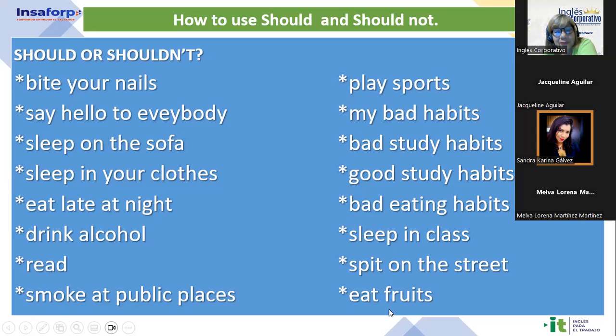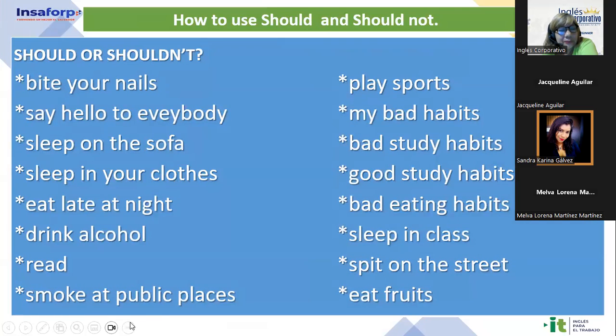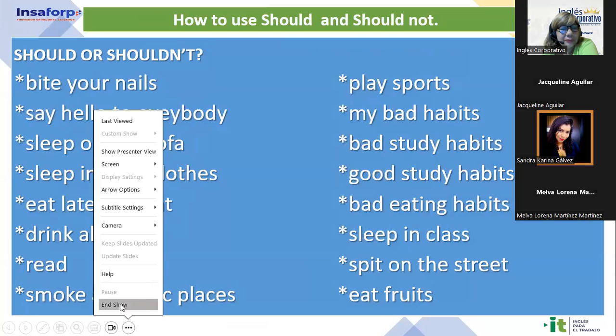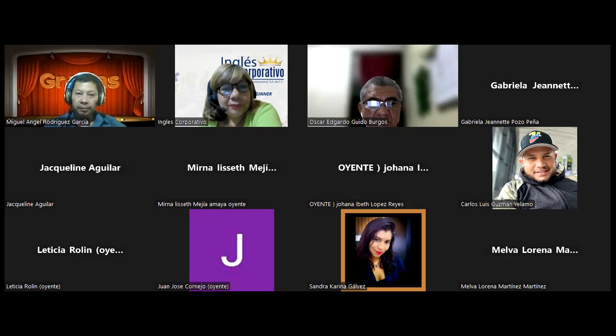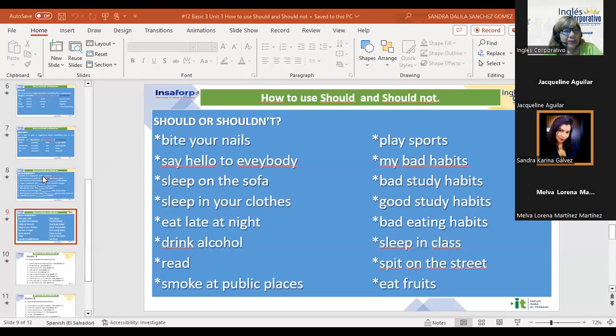Nosotros no cambiamos el verbo, teacher. Lo dejamos tal cual estaba. Okay. Ah, pero sí estoy viendo, por lo menos smoke it y es smoke, con el verbo base. Ok, lo vamos a llenar juntito para que no nos quede con errores. Vale, vamos a ver este.